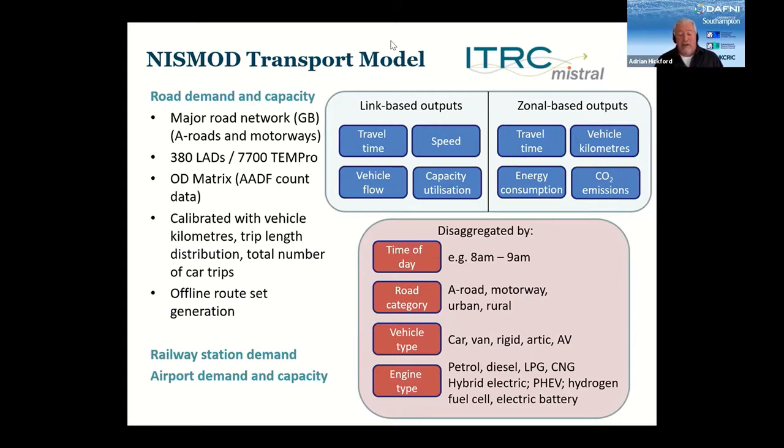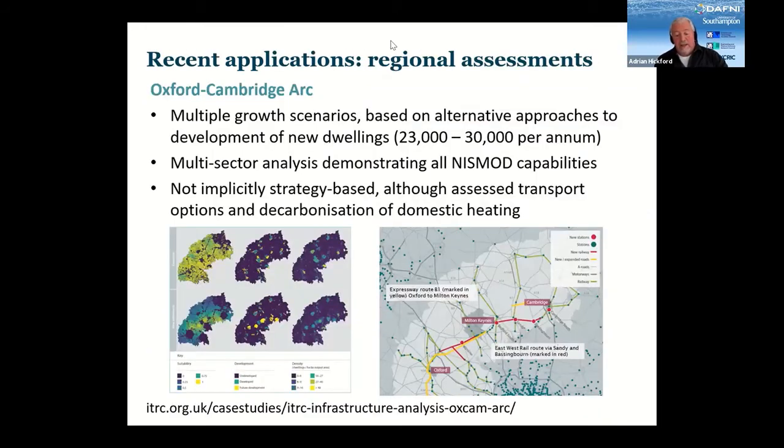The Oxford-Cambridge ARC case study with ITRC, which has already been mentioned, and a project with England's Economic Heartland, or EEH. But for the ARC study, we wanted to demonstrate the capabilities of the whole of the NISMOD modelling suite. So we looked at the future impact of different population growth scenarios, which were based on the development of a significant number of new dwellings in the region, and the effect that that population growth has on infrastructure demand across multiple sectors: energy, transport, water, digital communications.